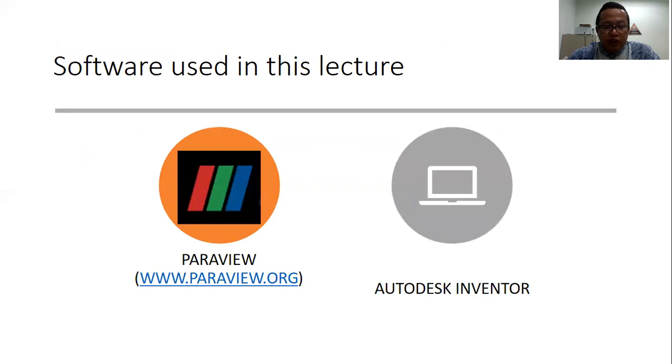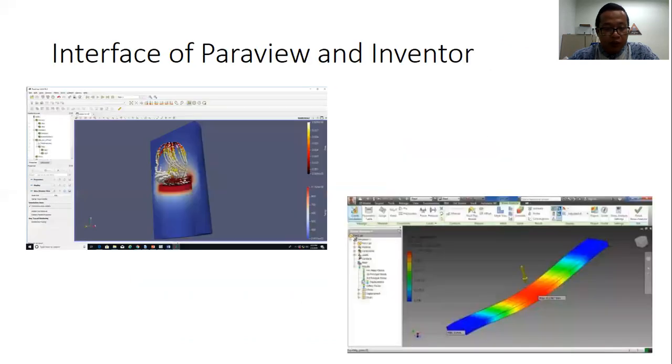Software used in this lecture: you can download ParaView from the ParaView website, and Autodesk Inventor. I think I already explained how to download it. You can use your student email to download Autodesk Inventor and upload some document for verification. This is the interface of ParaView and Autodesk Inventor.